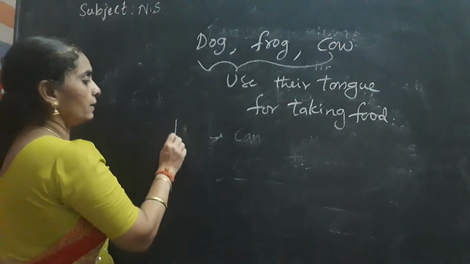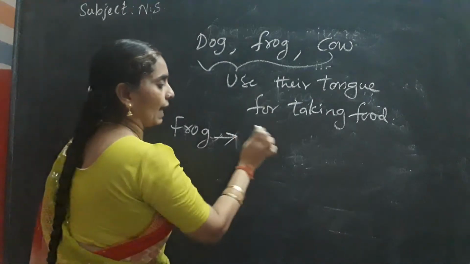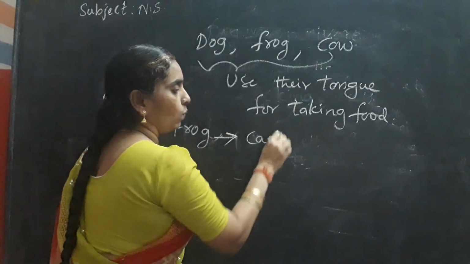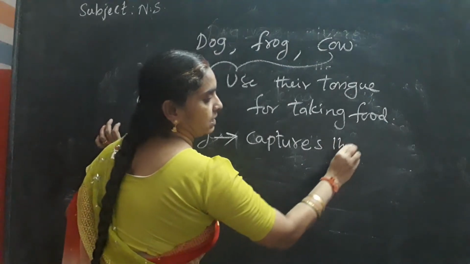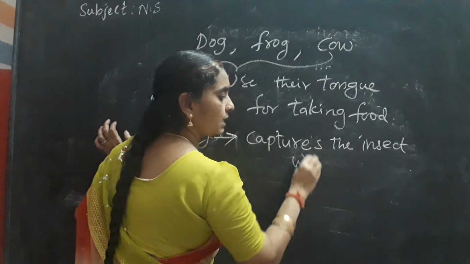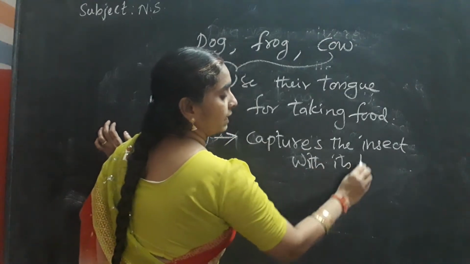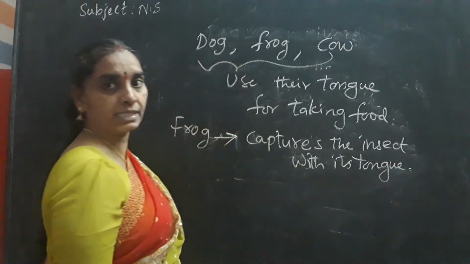If you see the frog, you usually see the frog capturing the insect with its tongue. Is it clear? So that is how the frog takes the insect.